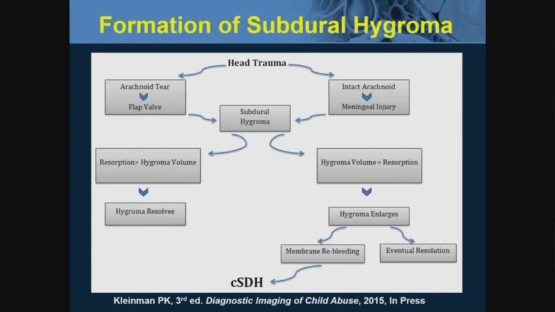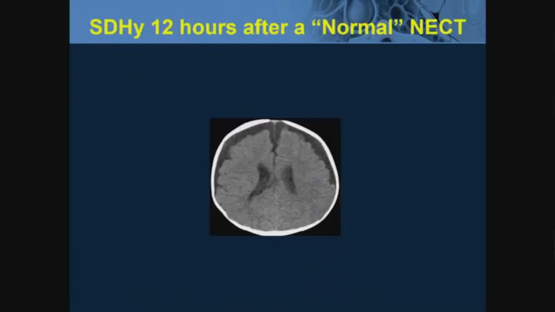How does a subdural hygroma form? Well, there are lots of different theories. They all relate to head trauma, either surgical or closed head injury, and typically relate to an arachnoid tear or an intact arachnoid in which there is some type of meningeal injury, and you get the subdural hygroma. Note that in some cases, it can progress to a chronic subdural hematoma, because it will form a hematohygroma.